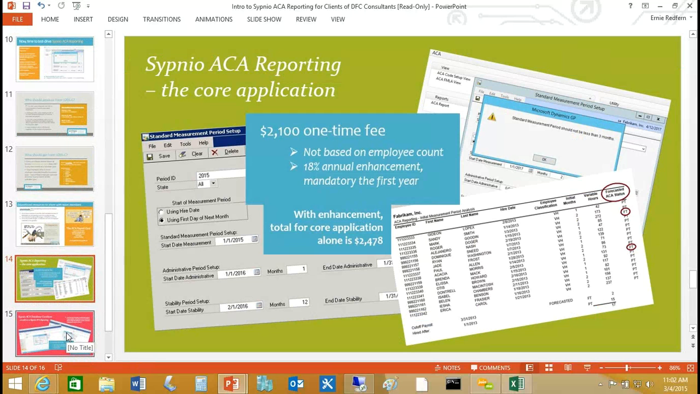If by chance you process payroll on more than one Great Plains company, you will also need the ACA database combiner. That's another $1,200. So the total cost up front for somebody running Great Plains on multiple companies is $3,894, and then subsequent years are 18%.